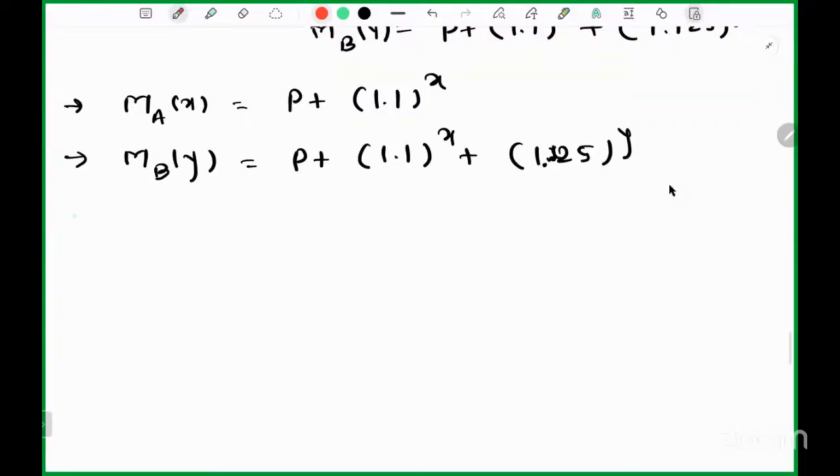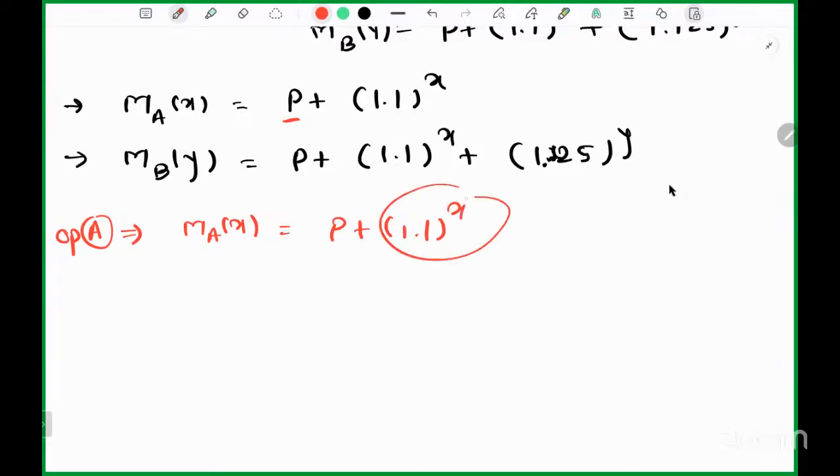So option A. Ma'am, I think it's correct. Yeah, it's correct because we have an exponential function, right? A to the power X function. And A to the power X plus some constant. So constant doesn't matter that much, right? Constant means just you are scaling your function. So MA of X is actually P plus 1.1 to the power X. And this is an exponential function. So obviously it's a one-one function. So that's why option A is correct.